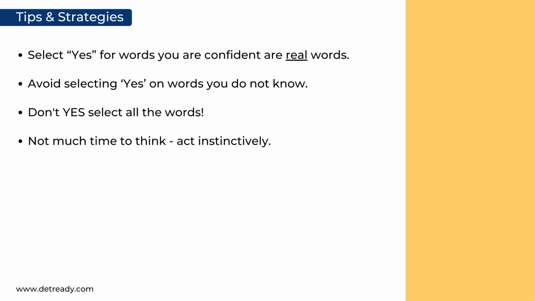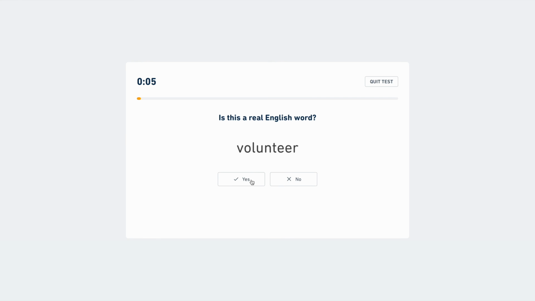Now, since you only have 5 seconds per word, you don't have time to think. So instead, you should act instinctively. And the next word appears as soon as you've answered, as you can see here. Or if you do not answer and let the time limit run out, you will also automatically go to the next word. Of course, if you don't answer yes or no, then your answer will be scored as incorrect.